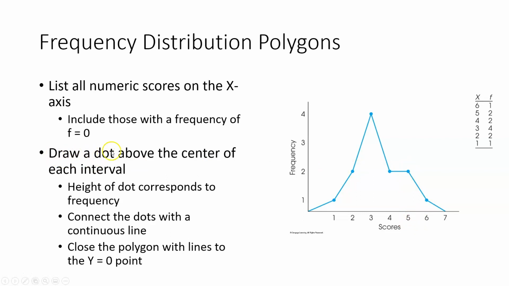And then you draw a dot above the center of each interval. So like the number of people who got a 6 was 1. The number of people who got a 5 is a 2. So we put a 1 here above 6, 2 here above 5. And then once you've finished writing all your dots out, you connect the dots with a line, and you close the polygon by bringing it back to the y-axis at 0.